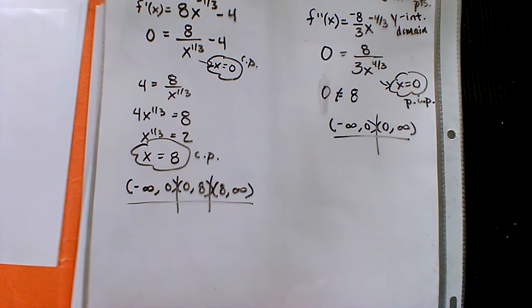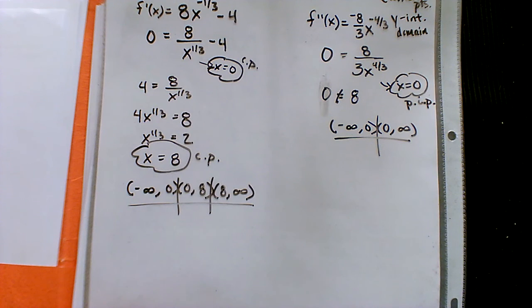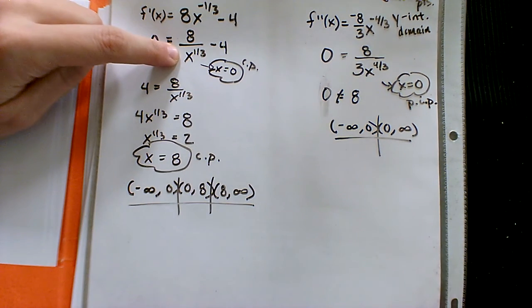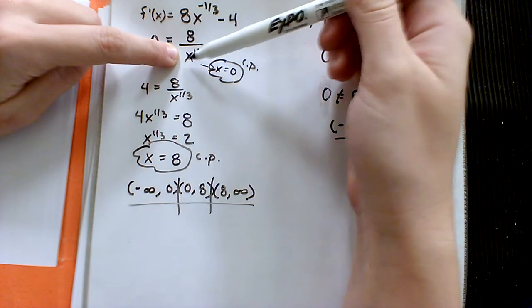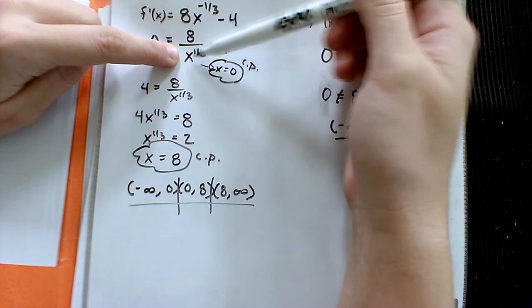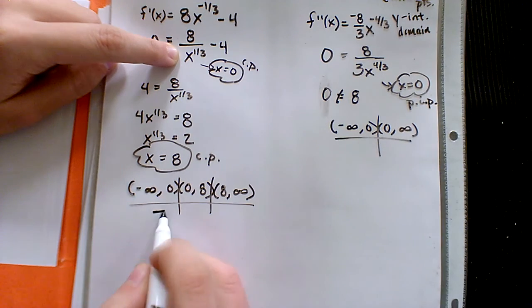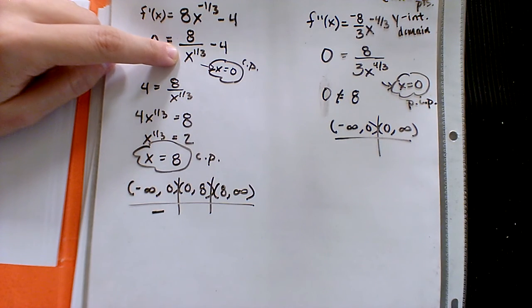All right. Pick a number between negative infinity and 0. Negative 1. Okay, we're going to plug it into our first derivative. The cubed root of negative 1 is negative 1. 8 divided by negative 1, minus 4. Negative.